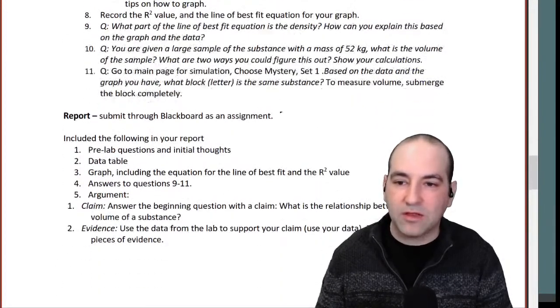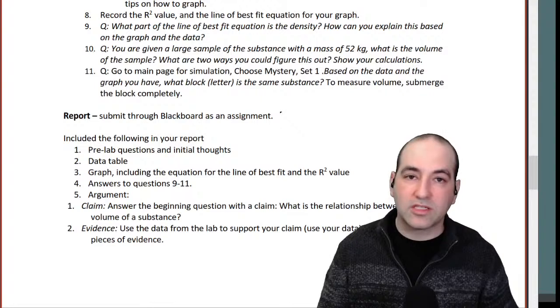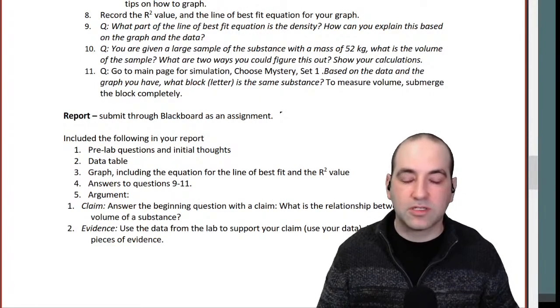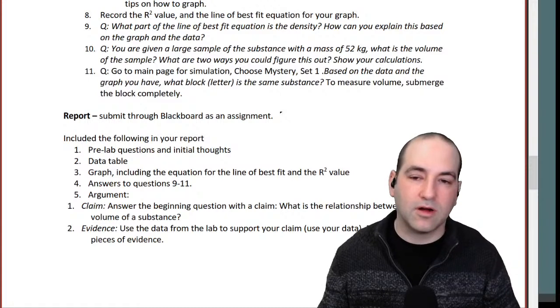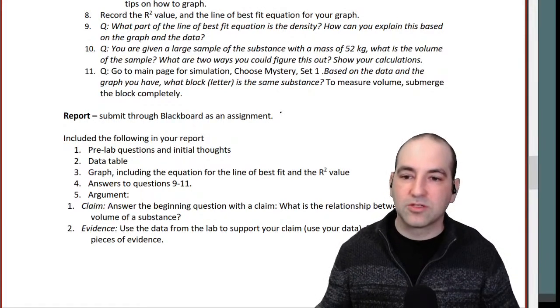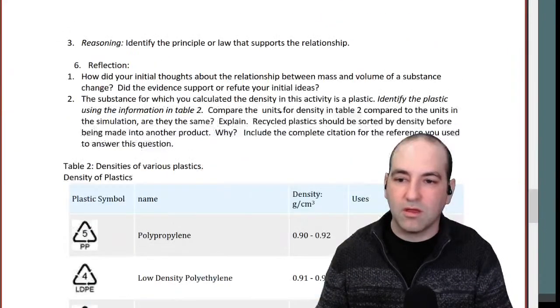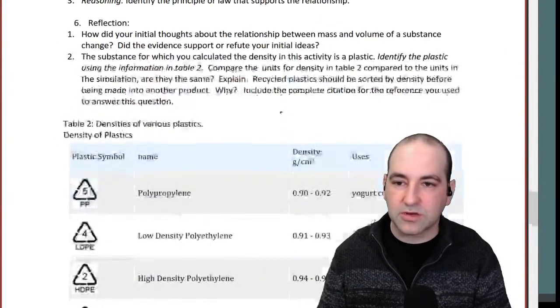All right. So when you've got that, you should submit the scans from your notebook, or if you want to type all this out instead of putting it in your notebook, since it's a virtual lab anyway, that's totally fine. You can do that. Just keep it all on the computer and not worry about scanning things. And just include your graph, the answers to the questions, and this claim and evidence. Well, these are the questions here. Right?